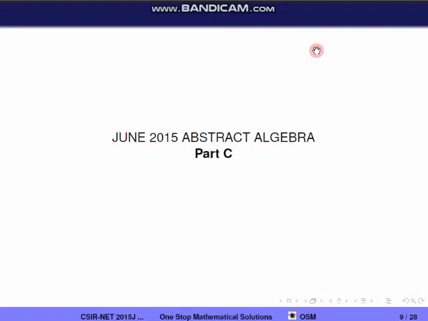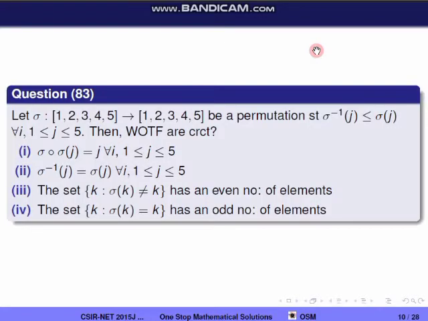Now we'll move on to the part C questions. Question 83. Let sigma from {1, 2, 3, 4, 5} to {1, 2, 3, 4, 5} be a permutation such that sigma inverse of j is less than or equal to sigma of j for every 1 less than or equal to j less than or equal to 5, then which of the following are correct? So they are given a permutation here that satisfies this equation. We have to find which of the options are true. So we'll check how to do this question.